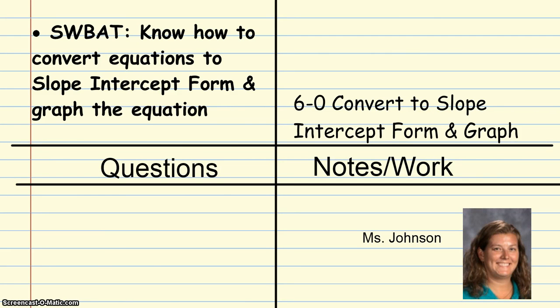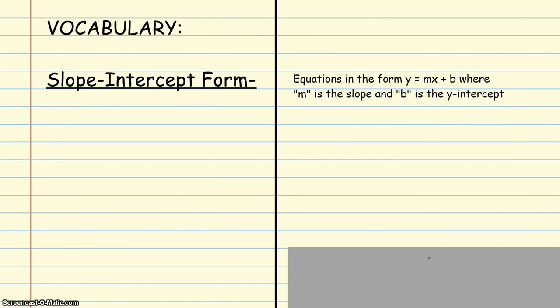Converting to Slope-Intercept Form and Graphing. Well, what is slope-intercept form? You probably remember, but they are equations in the form y equals mx plus b. The y is all by itself on one side of the equal sign, and m is the slope, and b is the y-intercept.